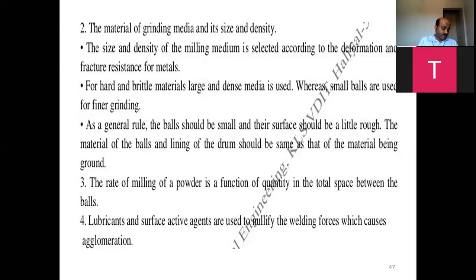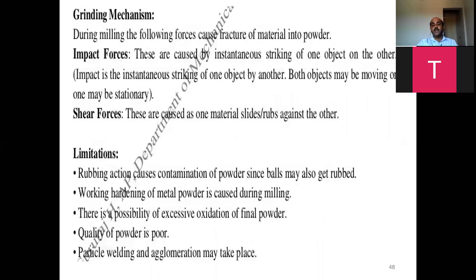And the lubricants and surface active agents are used to nullify the welding process which causes agglomeration. So these are the four important points that need to be considered while you are doing the ball milling process. And the grinding mechanism here is that during milling, the following forces will cause the fracture of the material into a powder: impact forces and shear forces.